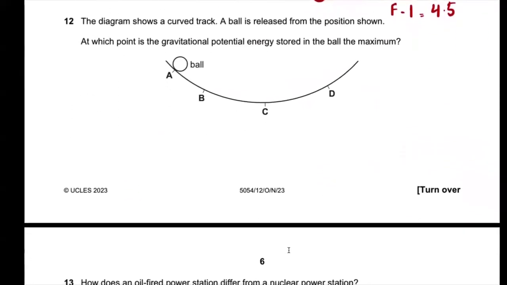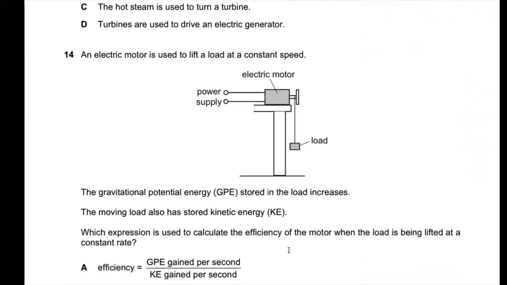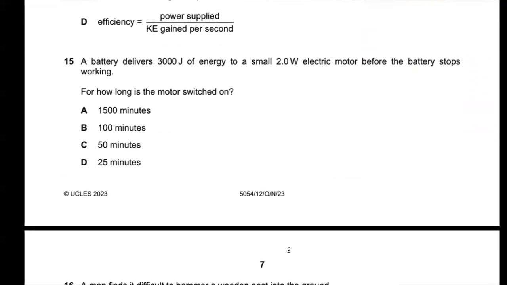Let's have a look at 15 now. A battery delivers 3000 joules of energy to a small 2-watt electric motor before the battery stops working. For how long is the motor switched on? So all of the time units are in minutes. Do take care of this.